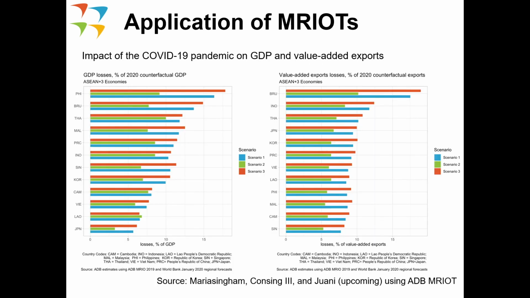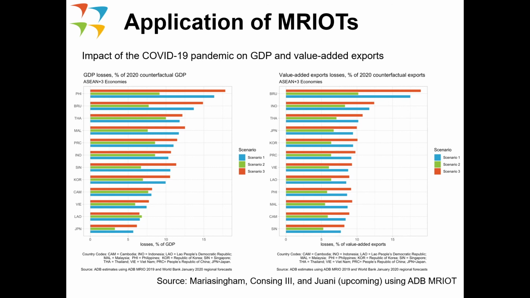Our team here in ADB also used the MRIO to have an initial assessment of the impact of COVID-19 on trade and production. The team compiled a counterfactual table, or a table of projected 2020 values prior to the pandemic, which was mostly based on World Bank forecasts. Then, the impact of the COVID-19 was simulated using three scenarios.